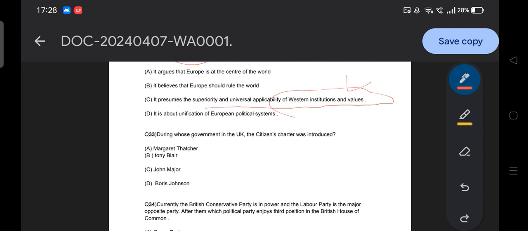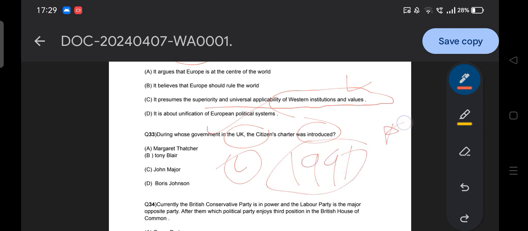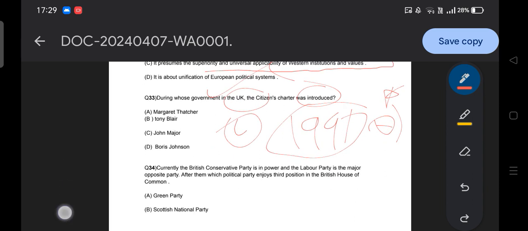Moving to the next, in the UK, the Citizen's Charter was introduced under which government? So it is the option John Major, option C, in 1991. Okay, so 1991, John Major. The year can be asked, basically when the Citizen's Charter was introduced. So that is what you have to remember here.